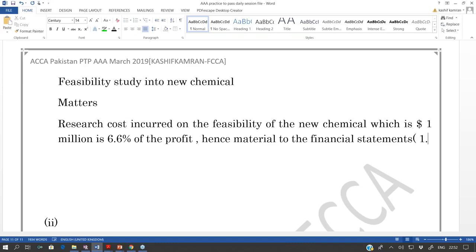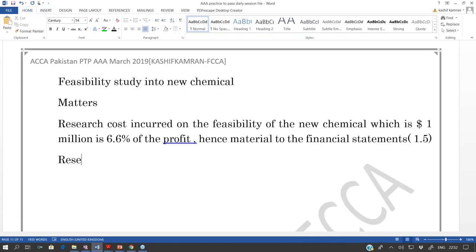So I get my 1.5 marks. Then I get to the second paragraph and I say research cost when incurred should be expensed out. Research cost when incurred should be expensed out. So that's the accounting treatment for 1.5 marks. I cannot stretch the accounting treatment here, right?